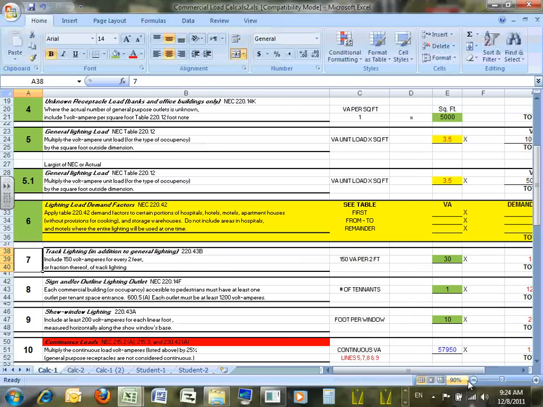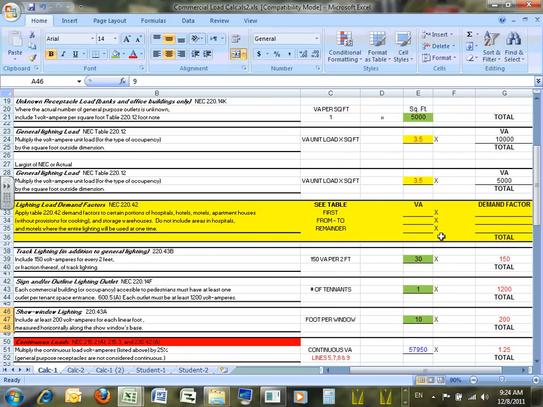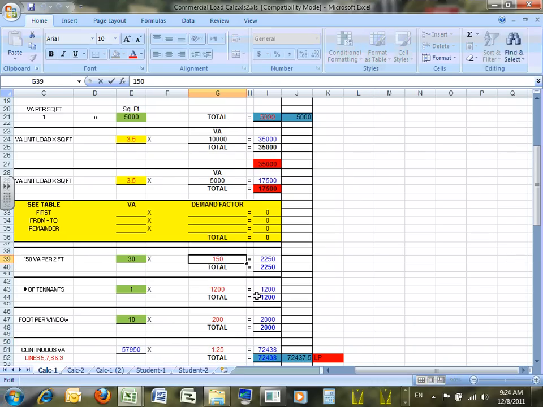Now remember, the example that I have, guys, is not our building. I have 10 show windows and track lights in this case, and the show window right underneath it. We highlighted both of them. I have 30 feet for the track lights, and I used 150 volt-amps. So look at the math that we did here.